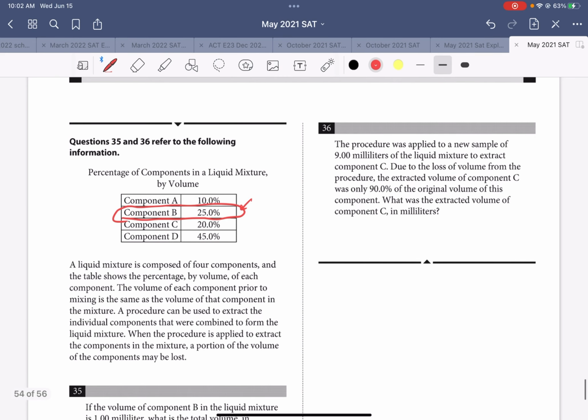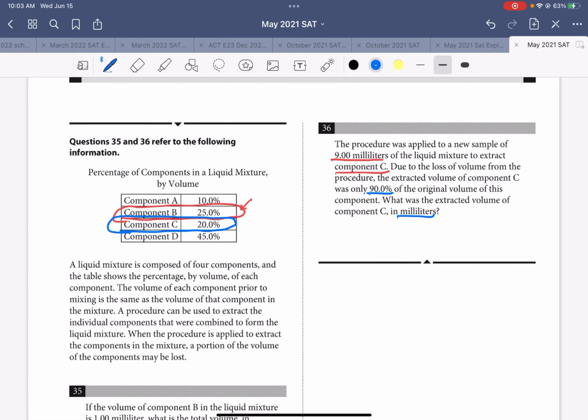Now, number 36. The procedure was applied to a new sample, 9 milliliters of liquid mixture, to extract component C. Now, this time, component C right here, the blue one. Due to the loss of volume from the procedure, the extracted volume of component C was only 90% of the original volume of this component. So what was the extracted volume of component C in milliliters?